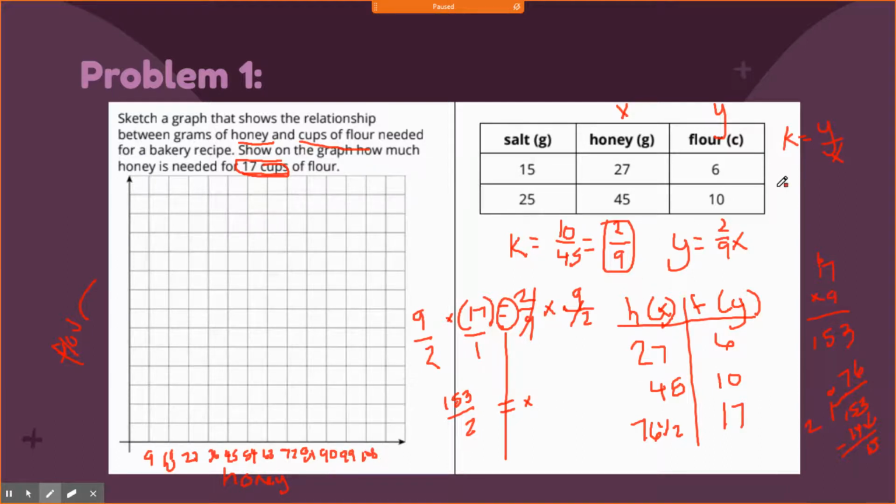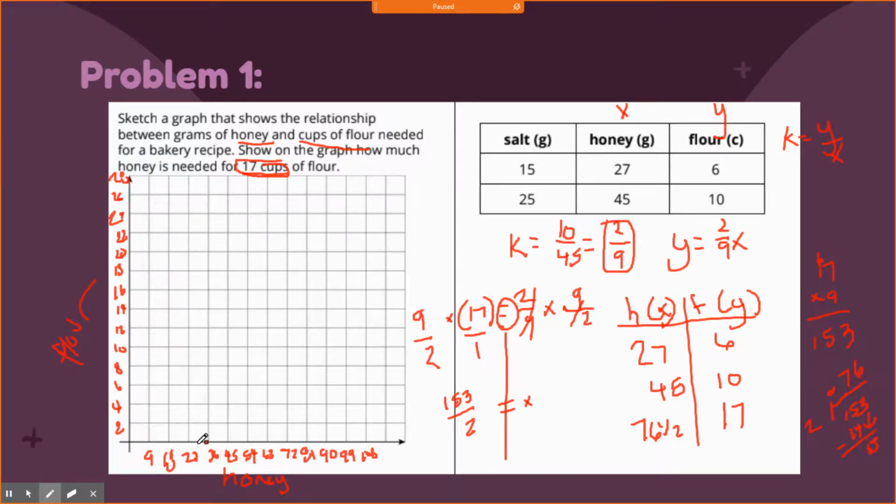Then my x's are going up by 2, so I'm going to do 2, 4, 6, 8, 10, 12, 14, 16, 18, 20, 22, 24, 26, and 28.